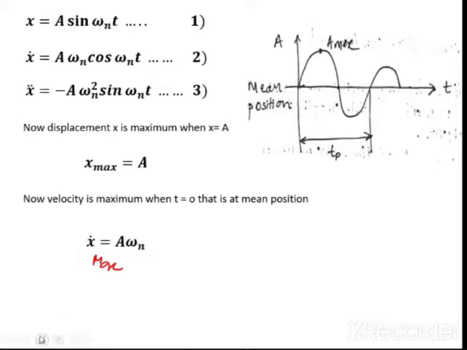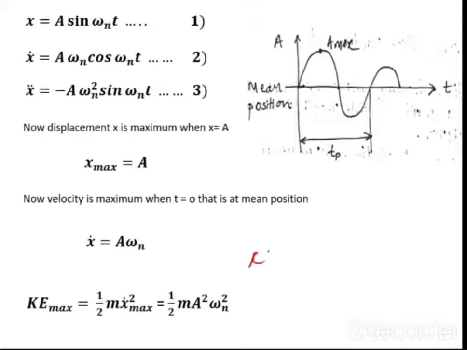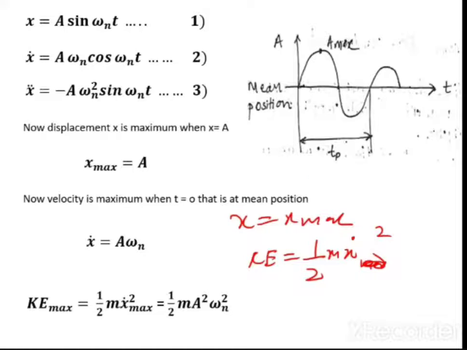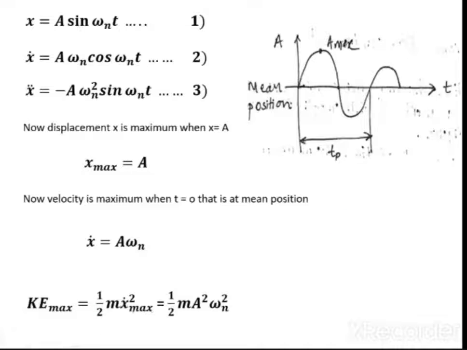Now let's move forward. Now we know that kinetic energy is maximum. What is kinetic energy? First of all, kinetic energy is equal to 1/2 m x dot square. Now KE max is equal to 1/2 m x dot max square. So what is maximum kinetic energy? 1/2 m into x dot max square. It means when x dot is x dot max, your kinetic energy will also be max. But what is x dot max? A into omega n, so squared it is a square into omega n square.